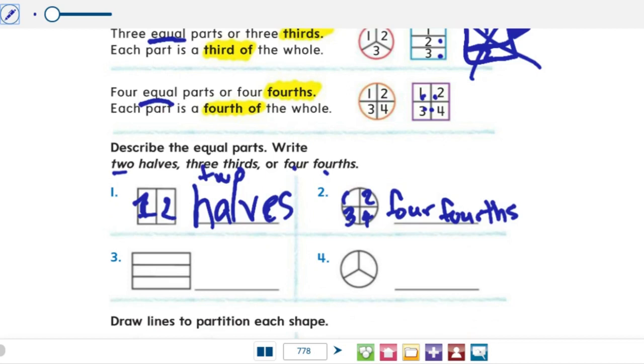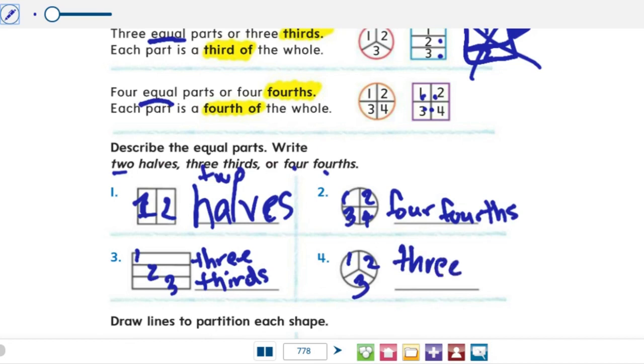Well, I'm going to go ahead and start it now. We've got 1, 2, 3. So we have 3/3. All right, 3 equal parts. We've got thirds. Ooh, here's my next one. See if you can solve number 4 on your own. Can you solve number 4 on your own? Well, number 4, I've got 1, 2, 3 equal parts. So I have, just like number 3, I've got 3/3.